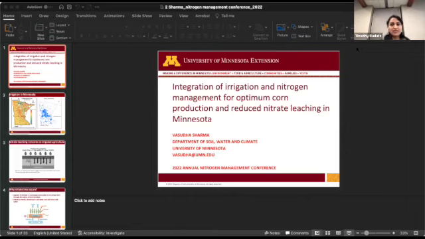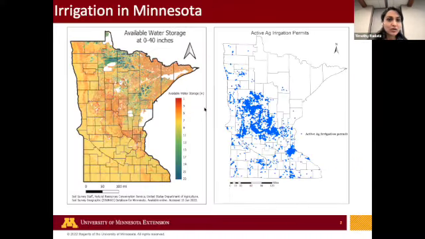So in my first slide, I want to share with you some statistics about irrigation in Minnesota. All right, so this map on the left shows you the available water storage at 0 to 40 inches, and most of the central sands region of the state is having very low water holding capacity or available water storage. And this place coincides with the active agricultural irrigation permit wells where mostly the irrigation is being done. So the right map is the DNR irrigation permits. So these blue dots are the irrigation wells. So most of the irrigation happens in the central region of the state.